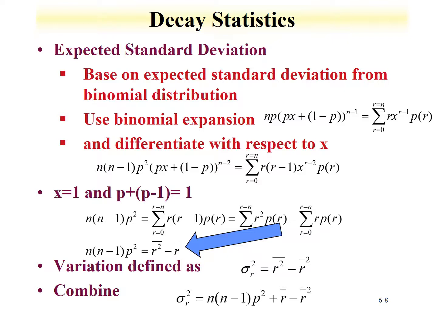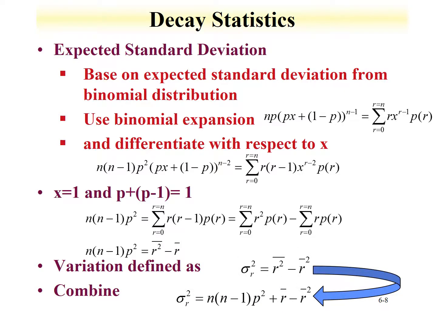If we remember that variation, sigma squared is equal to the average of r squared minus the square of the average of r. That's our variation in our numbers. That's fundamentally the value that we're interested in trying to determine, this variation in our counts. We combine these equations together, and we get sigma squared is equal to n times n minus 1 p squared plus the average r minus the square of the average of r.